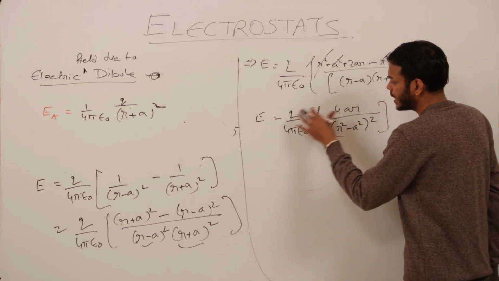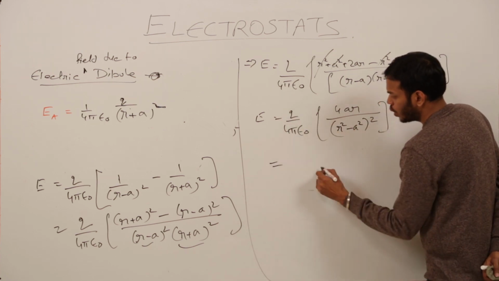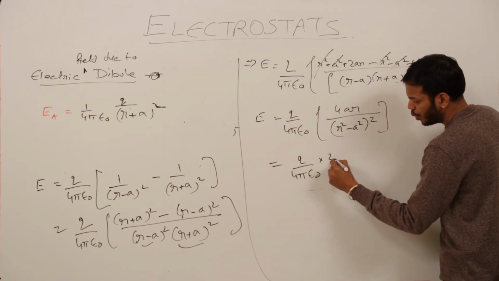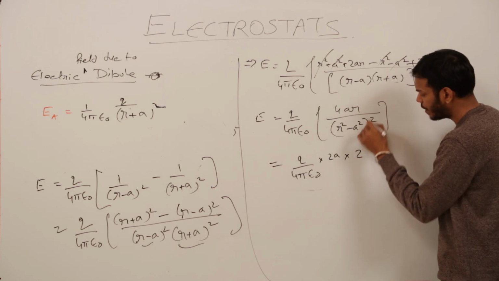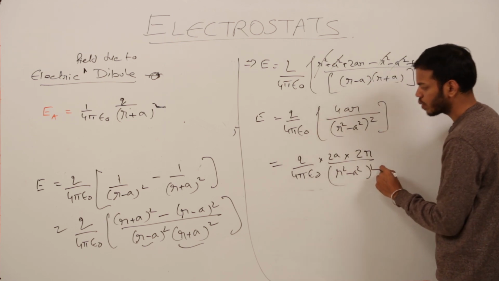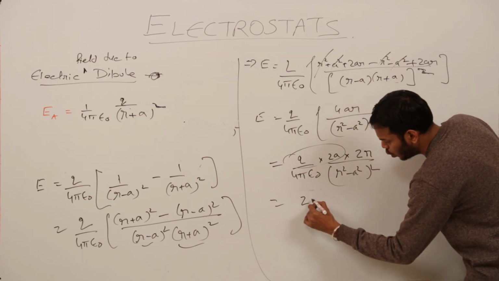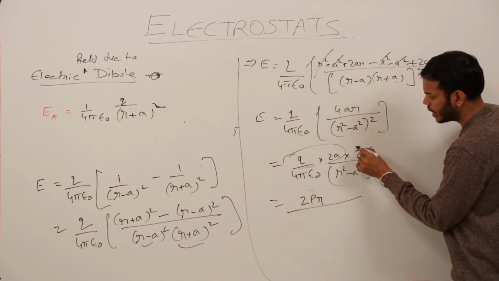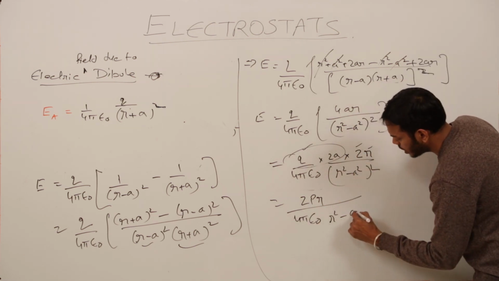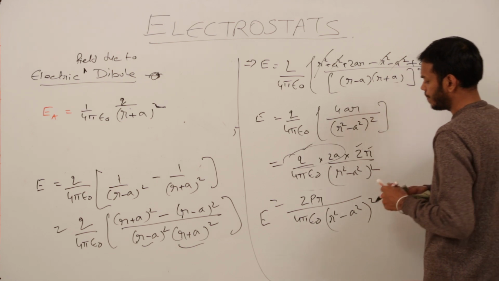I want to take the P out from this part. P is what? 2QA. So Q upon 4 pi epsilon naught, I want 2A into 2A, 4, that means 2 is left and R is left, upon (R square minus A square) whole square. So this is the final shape. This whole thing is P. So 2PR upon 4 pi epsilon naught (R square minus A square) whole square. This is our final answer. Note it down.